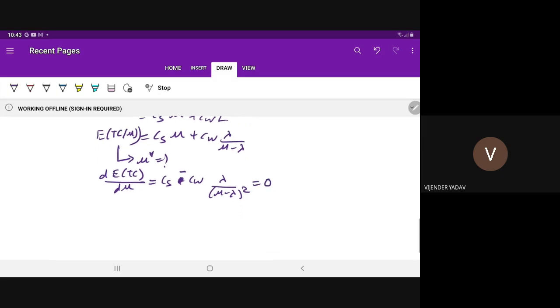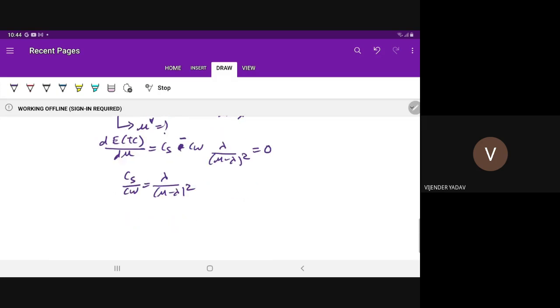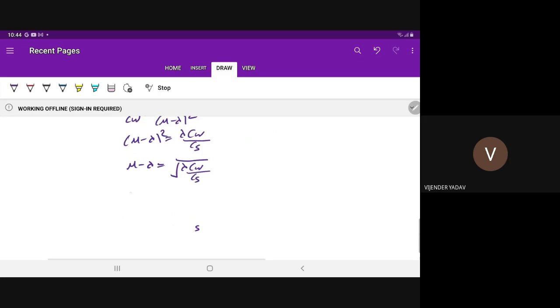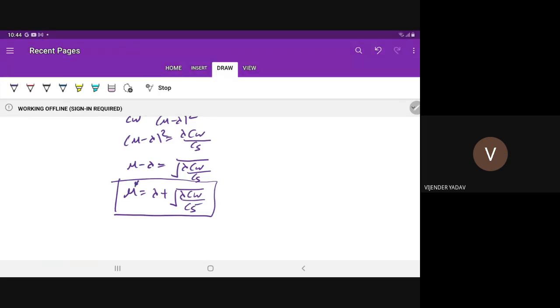When this is equal to zero, CS upon CW is equal to lambda upon mu minus lambda whole square. So mu minus lambda whole square is equal to lambda CW upon CS, or mu minus lambda is equal to root of lambda CW upon CS, and mu is equal to lambda plus root of lambda CW upon CS. That is our mu star.